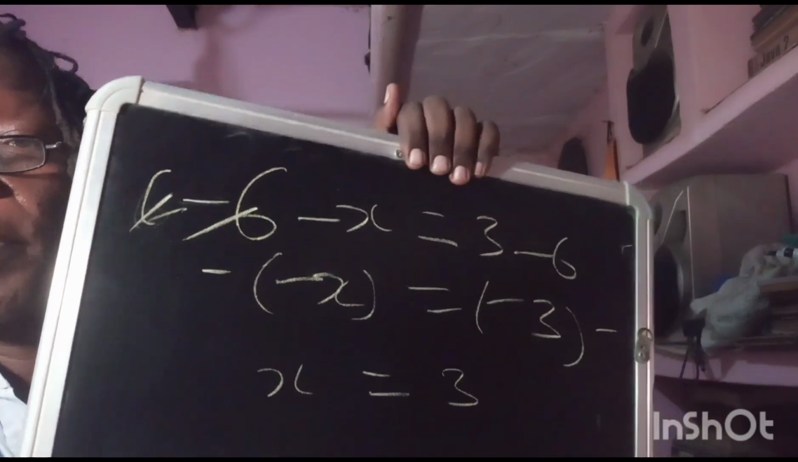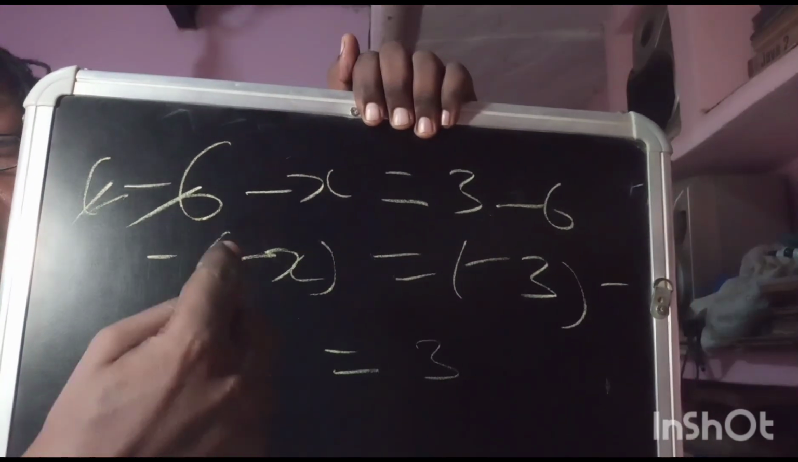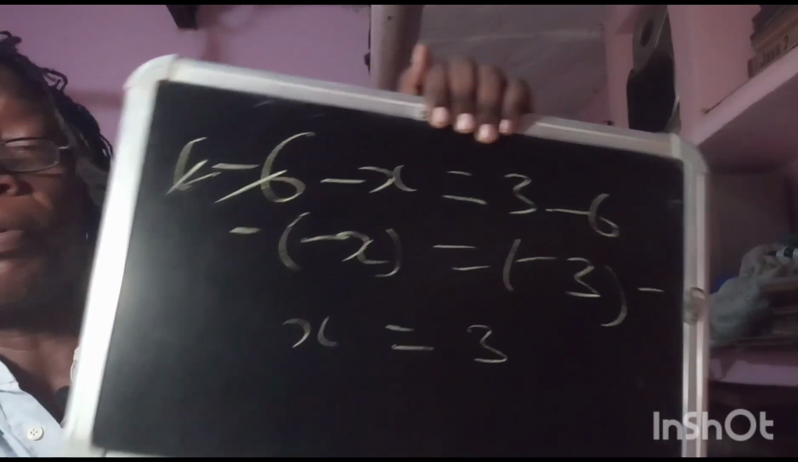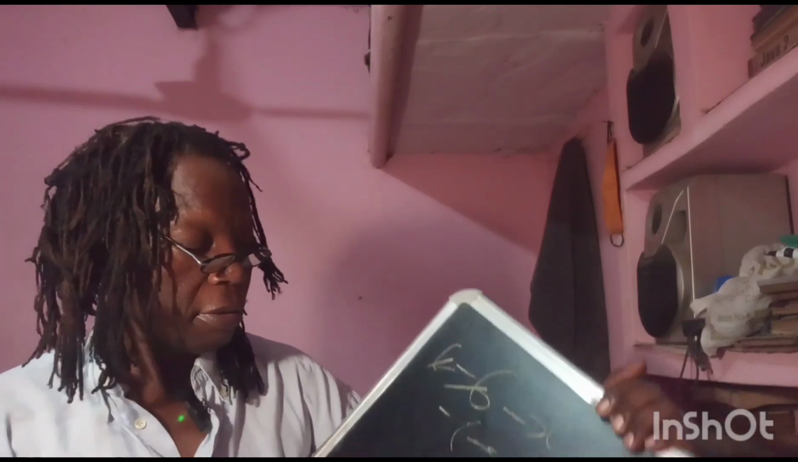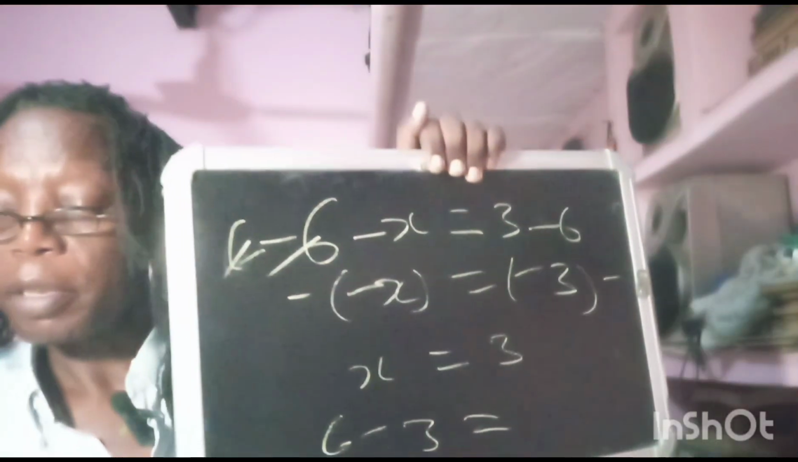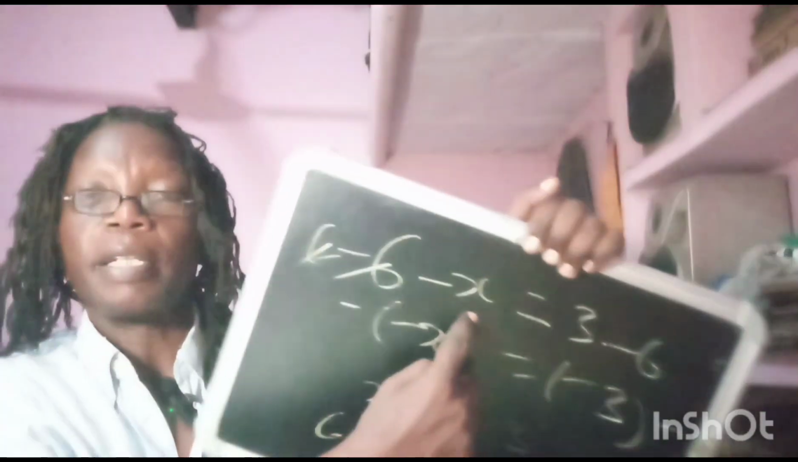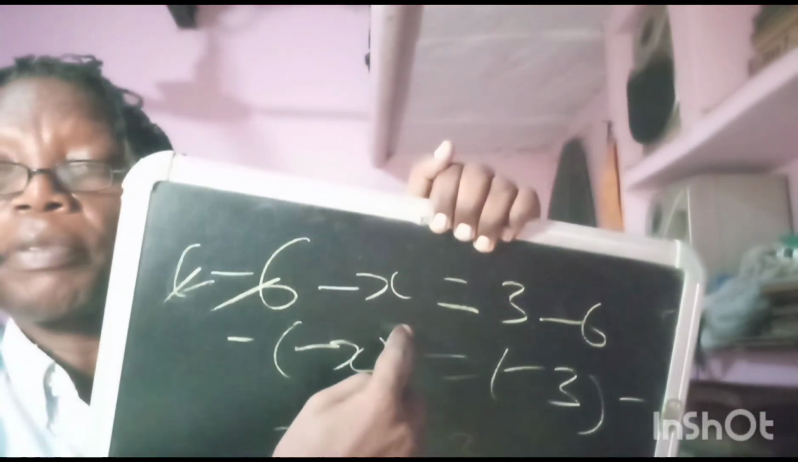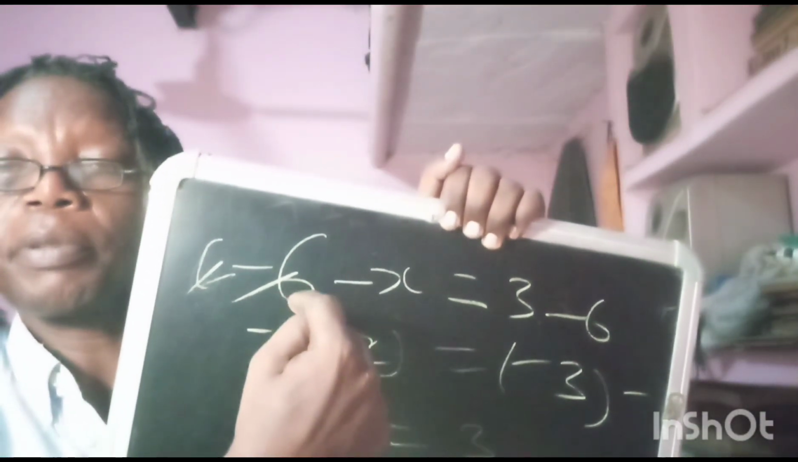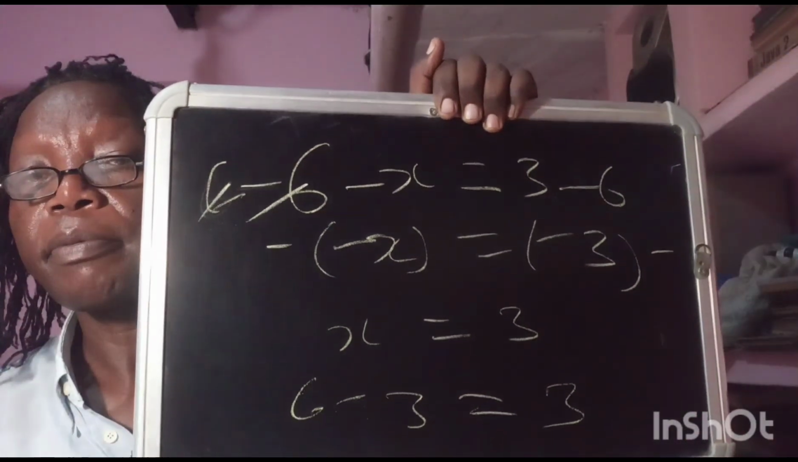This is simple algebra. You can even do it from your head, but if you want to calculate, this is the way it comes. And if you want to prove it, you can now see 6 minus 3 is equal to what? It's equal to 3. So you prove that the x here actually stands for 3, because 6 minus 3 is equal to 3. Okay? Let's do another one.